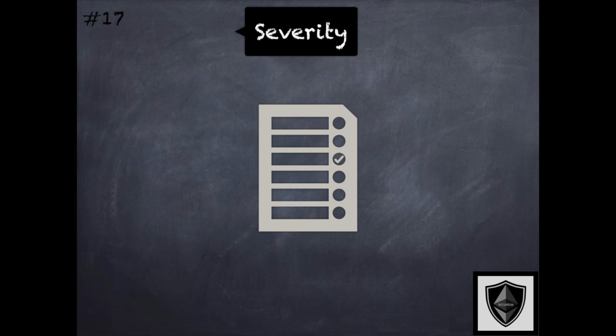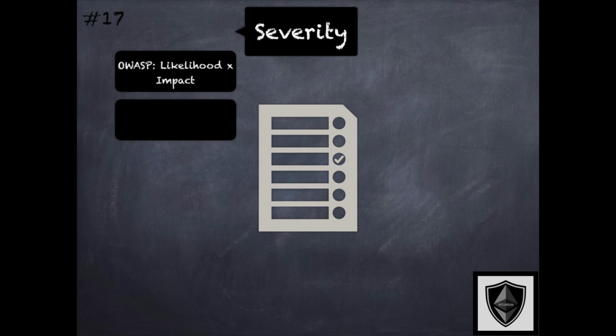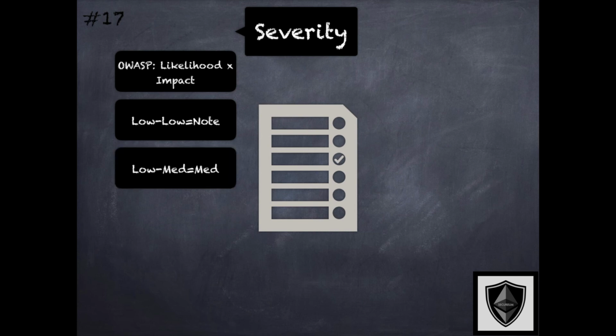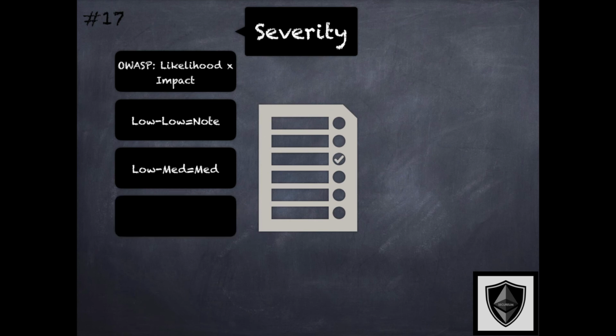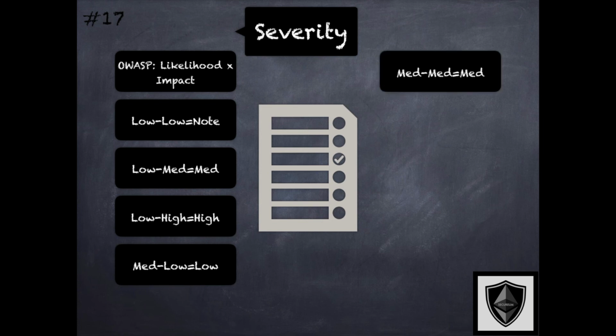According to OWASP, the likelihood and impact estimates are combined to calculate an overall severity for every risk, and this is done by figuring out if the likelihood and impact are low, medium or high, and then combining them into a 3x3 severity matrix. So with the notation of likelihood-impact equals severity, the matrix looks like this. A low likelihood and a low impact results in a severity that is an informational note. A low likelihood, a medium impact results in a low severity. Low-high results in high. Medium-low results in low, and so on, as shown here.